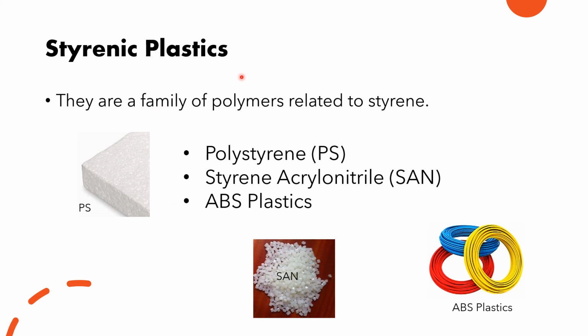Okay, the next class is styrenic plastics. It's just a family of polymers related to styrene, and you can picture styrene as a foam. So polystyrene, PS, styrene acrylonitrile is your SAN, S-A-N, and your ABS plastics for your wire coatings, okay?